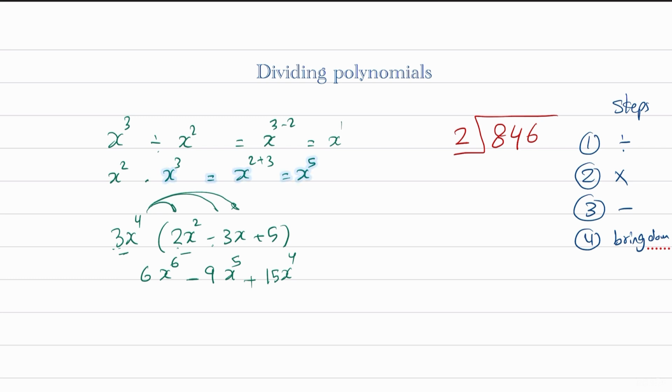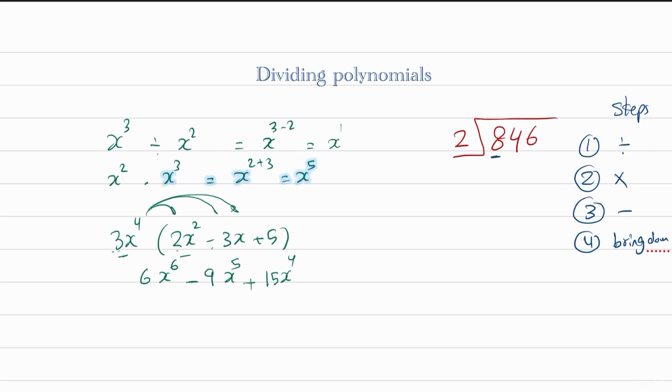So let's start from the left, from the highest digit, 8. 8 divided by 2, so we come up with 4. So I finished the first step. The second step, you need to multiply. 4 times 2 equals 8. Then you need to subtract. 8 minus 8 equals 0. Bring down 4. Then bring down 6.